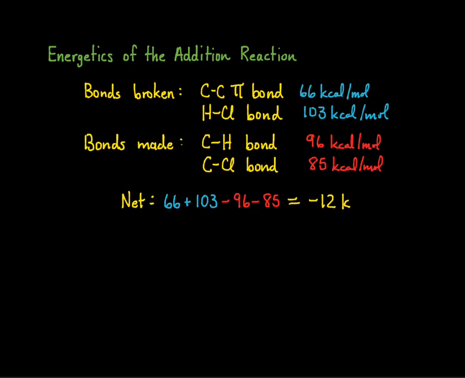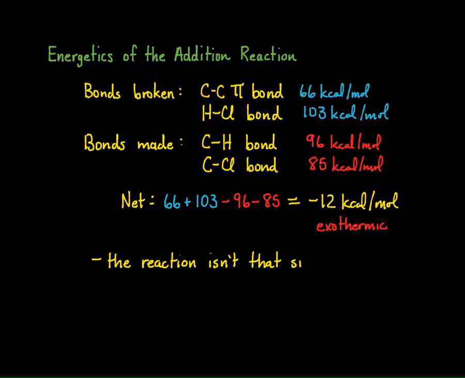And so the total is a release of energy of minus 12 kilocalories per mole of reaction. So overall, this is an exothermic reaction, we say. Now, keep in mind, the reaction isn't that simple because it actually takes two steps for the reaction to take place. The first step is the formation of the carbocation, the breaking of the bonds. The second step is the making of the bonds. So this isn't happening in concert. It's happening in two distinct steps.